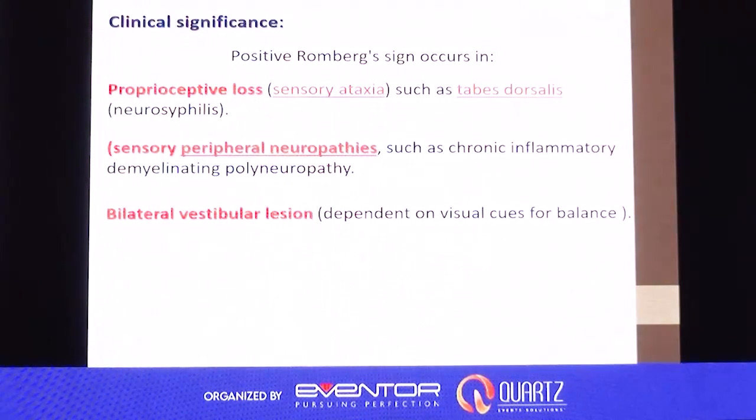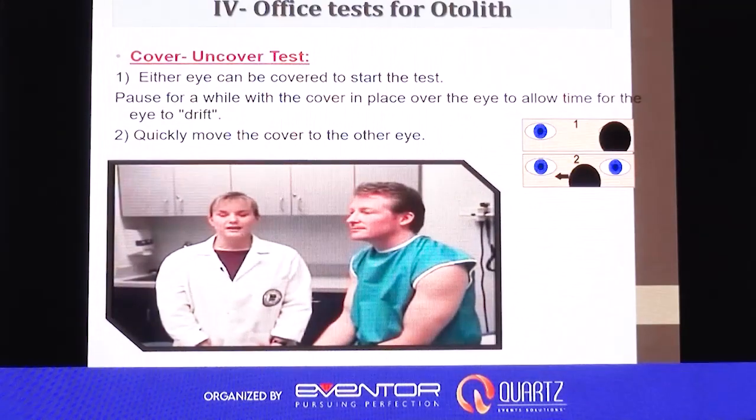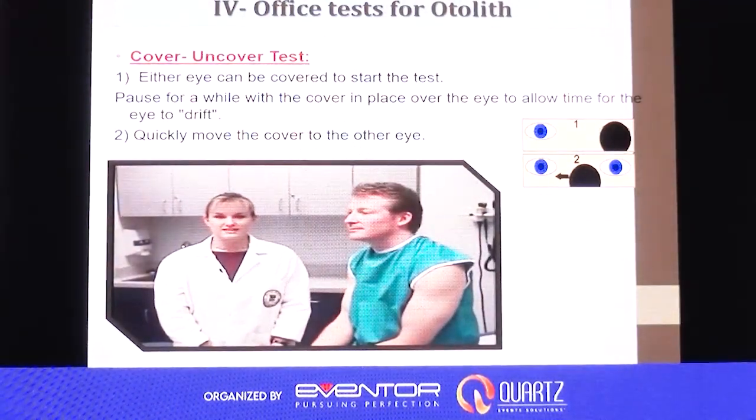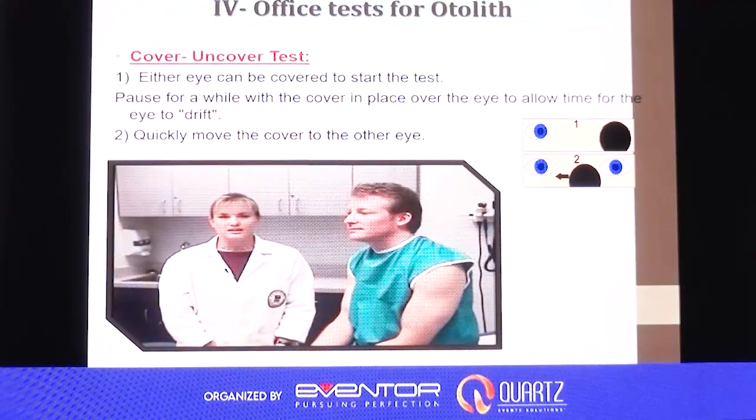The clinical significance: positive Romberg sign occurs in proprioceptive loss, known as sensory ataxia, such as tabes dorsalis or neurosyphilis, and sensory peripheral neuropathies such as chronic inflammatory demyelinating polyneuropathy, and also bilateral peripheral vestibular loss dependent on the visual cues for balance. The office test for the otolith organs, what's known as the cover-uncover test.